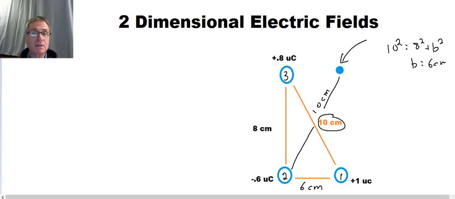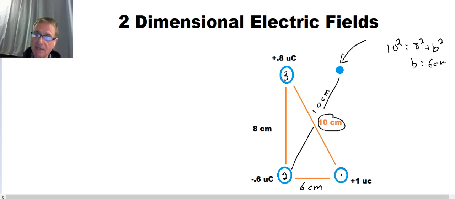So what we're going to need to do is figure out what the electric field is at that point up in the upper right hand corner due to each of the three charges. We're going to do that by analyzing each one of the charges individually and then adding up the components from those charges individually. So we're going to have to figure out x components and y components from each one of the charges. Okay, so let's take this in order and see what we can get here.